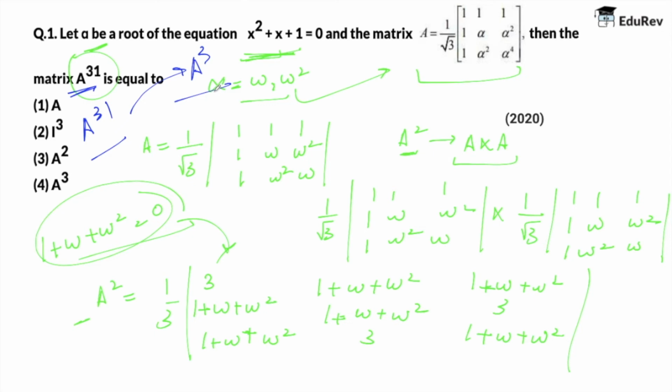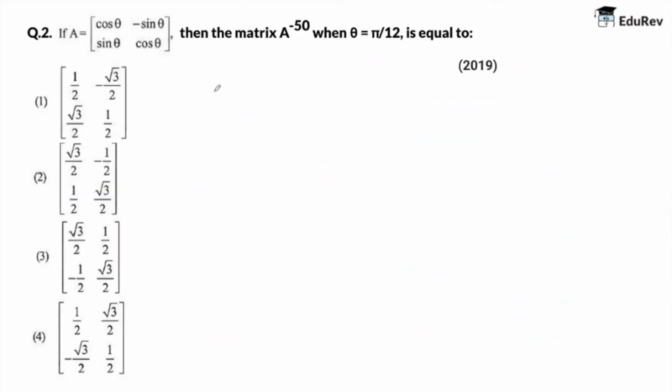I hope you people understood it. Now let's move on to the next question. The next question states that if A is given, then I need to find the matrix that is A to the power minus 50, where theta is pi by 12. Now the thing is that A is given, right? And I need to calculate what is mod of A.